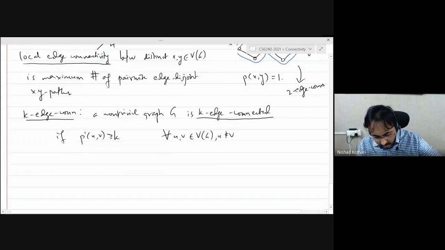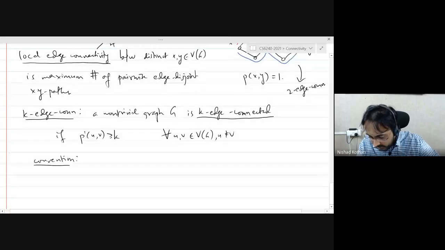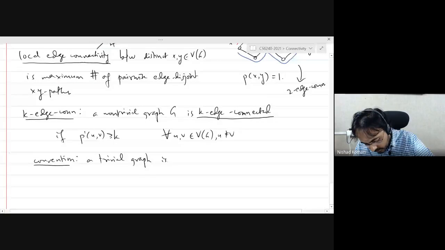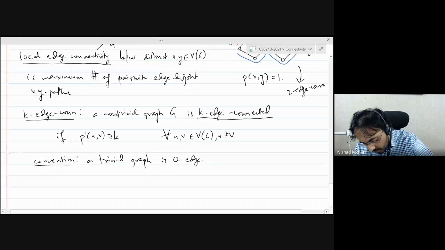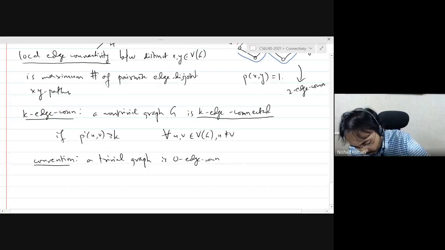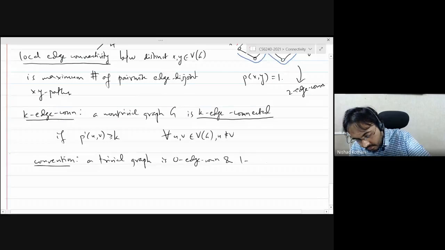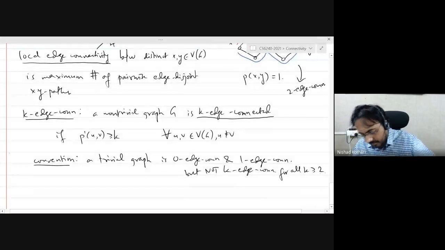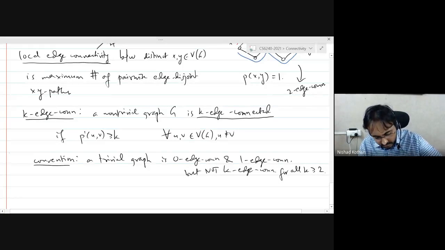Okay. And just for the sake of completeness, we are going to adopt the convention that a trivial graph, which means a graph on one vertex, is zero edge connected and one edge connected, but is not k edge connected for all k greater than or equal to 2. Okay, so that's just convention.